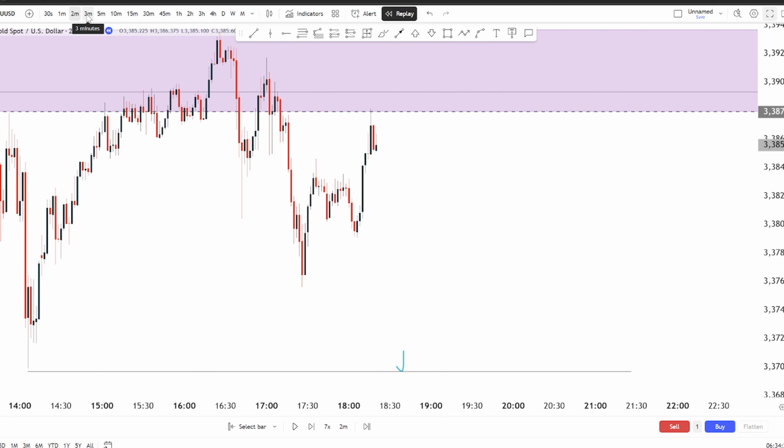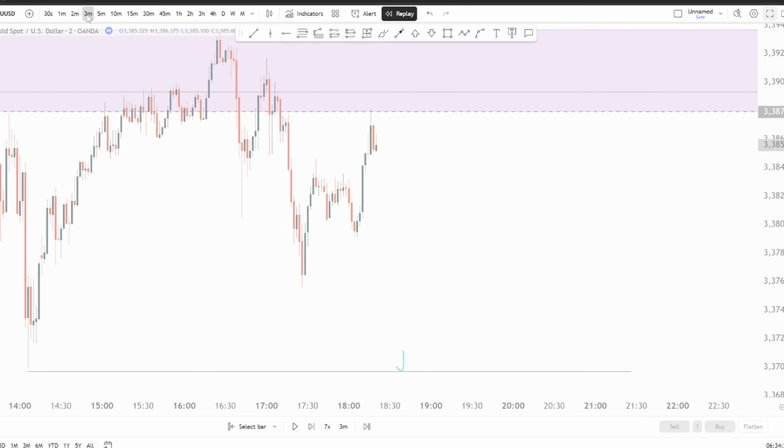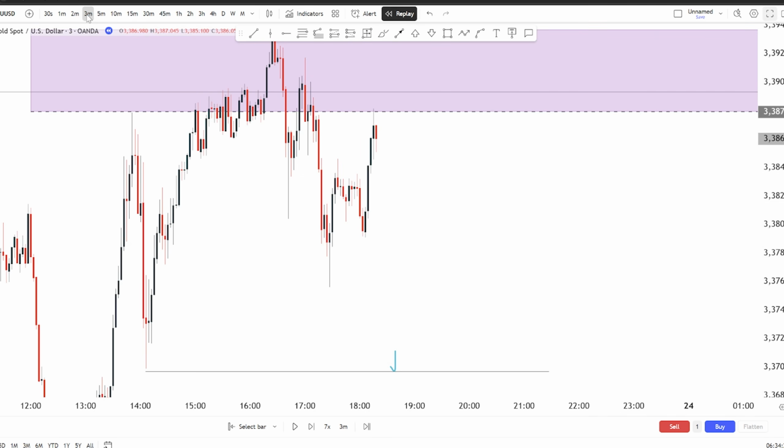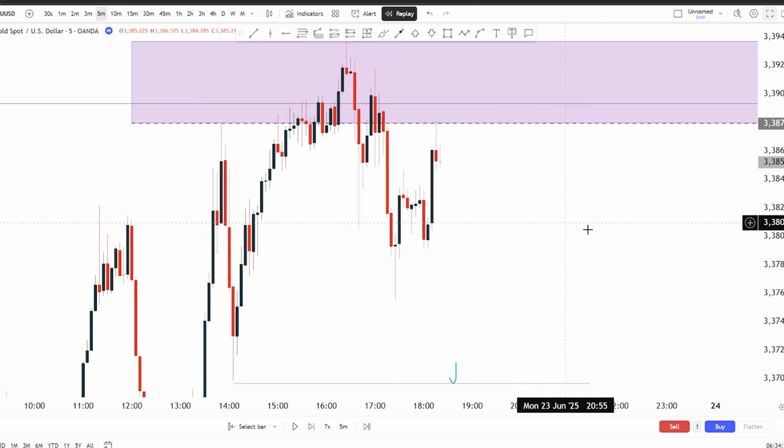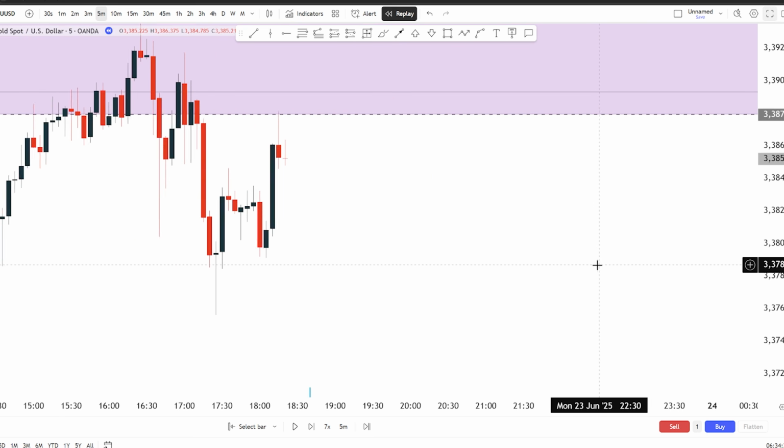On the 2 minutes, there's nothing here. We don't even have a bearish engulfing candlestick. On the 3 minutes, we still don't have anything. And then on the 5 minutes, we can clearly see that we have a rejection here.